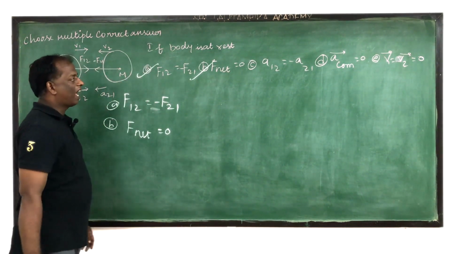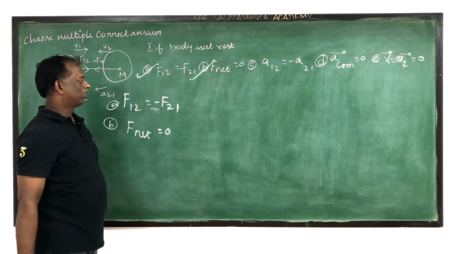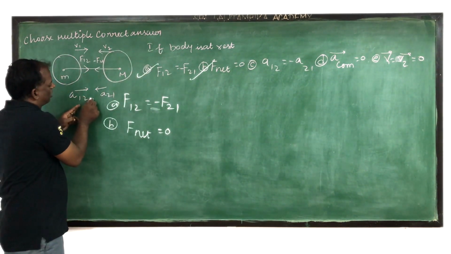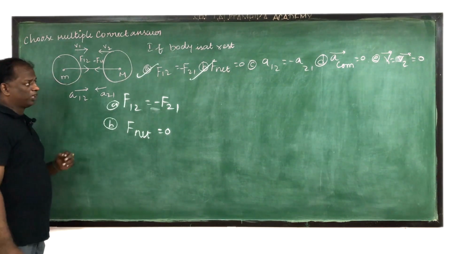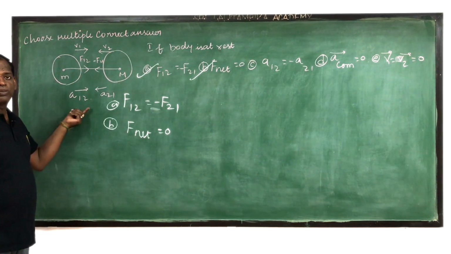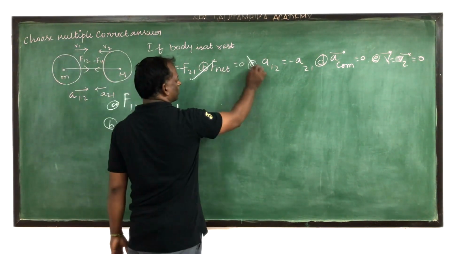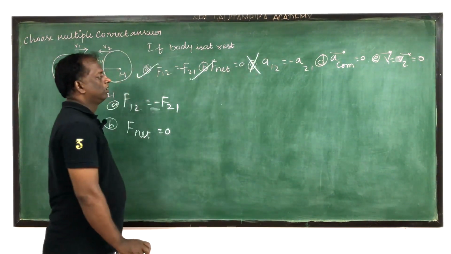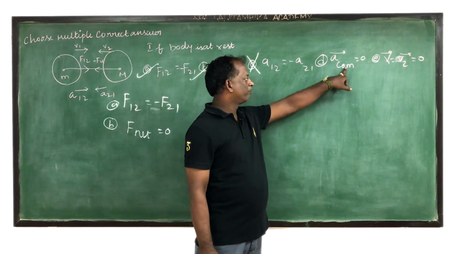So we will see about acceleration. A12 is equal to minus A21. So the acceleration A12 is equal to minus A21. The acceleration will look like this, it will not be like this. So C is wrong.